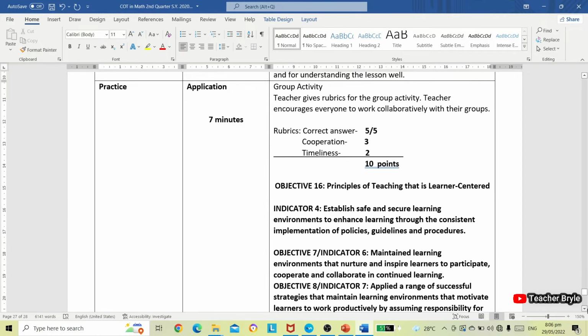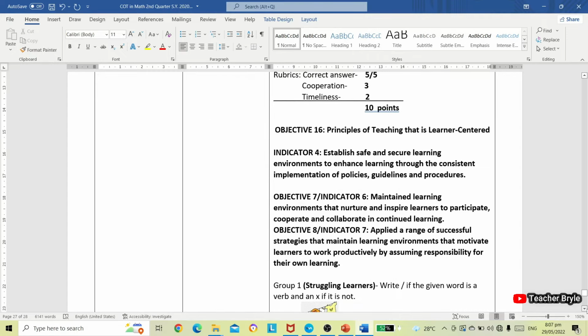Application, 7 minutes. Group activity. Teacher gives rubrics for the group activity. Teacher encourages everyone to work collaboratively with their groups. Rubrics: correct answer, 5 out of 5; cooperation, 3; timeliness, for a total of 10 points. And here, we targeted many objectives and indicators.